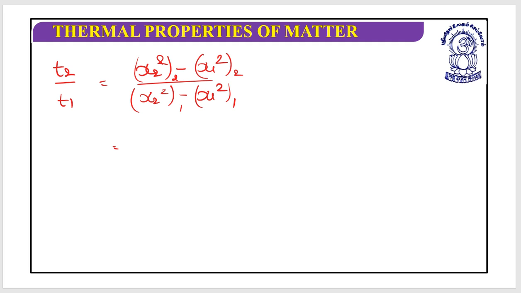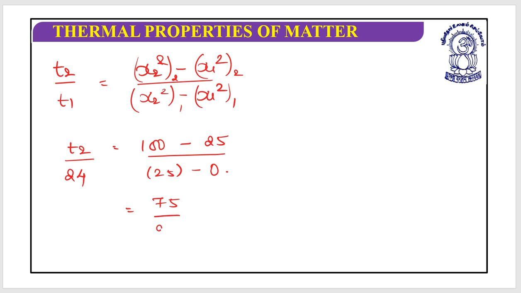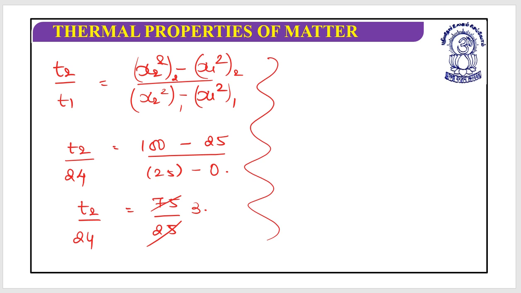So x2 square is 10 square, 100, minus 5 square, 25, divided by 25 minus 0. This t2 I don't know, and t1 is 24 hours. So 100 minus 25 is 75 by 25, and 25 3s are 75. So this is equal to t2 by 24. If this is the situation, t2 is equal to 24 multiplied by 3, which equals 72 hours. This is the time.